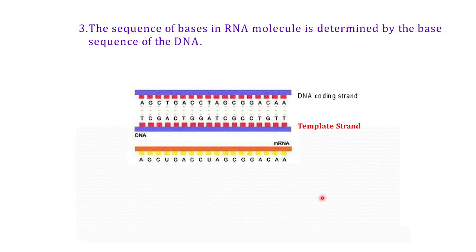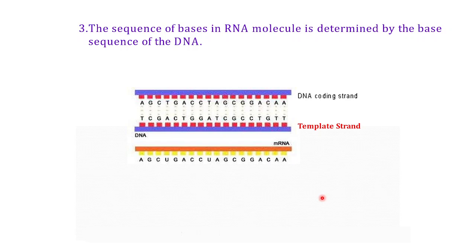Let's see. The sequence of the bases in the RNA molecule is determined by the base sequence of the DNA, and there are 2 strands of DNA which we call the template strand and the DNA coding strand. The DNA coding strand is the 5' to 3' strand, and the template strand is the 3' to 5' strand. Why is it a template strand? Because it plays a template. It is the starting material for the production of RNA. So that is why we call it the template strand.